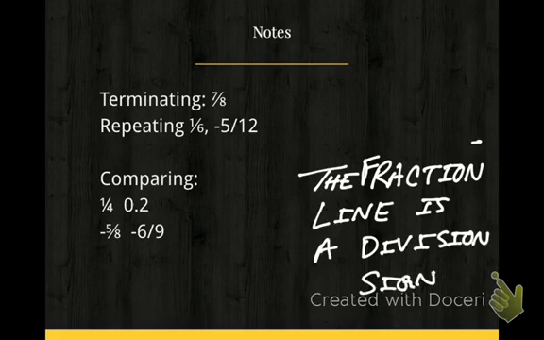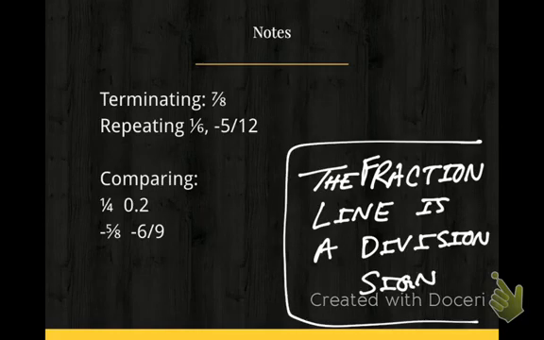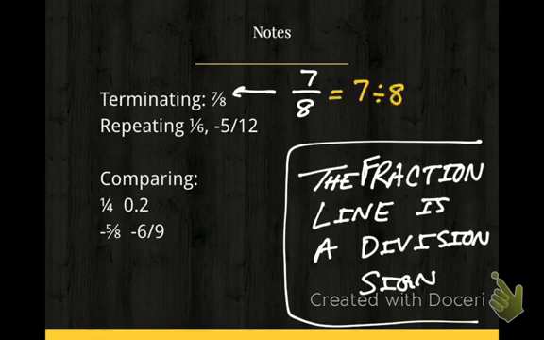The fraction line is a division sign. So anytime we have a fraction, like this terminating fraction right here, 7/8, we can think about it like 7 divided by 8. It is the same thing, because that fraction line is a division sign. So 7/8 is the same as 7 divided by 8.